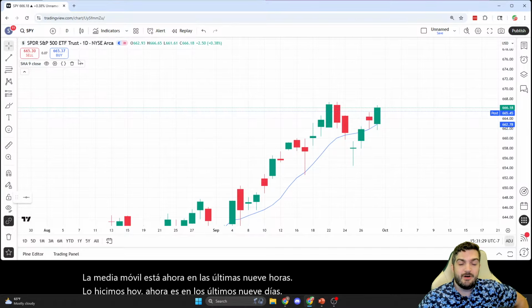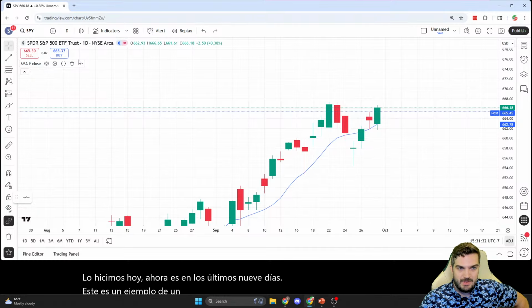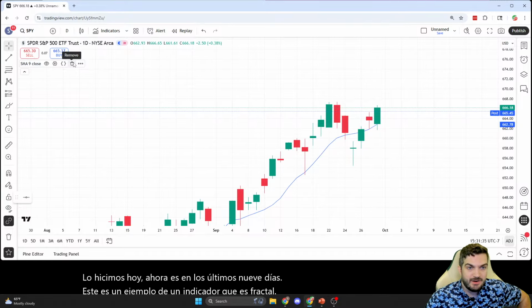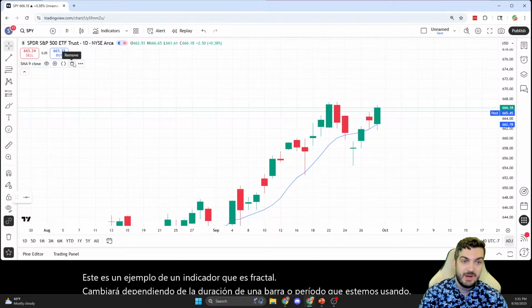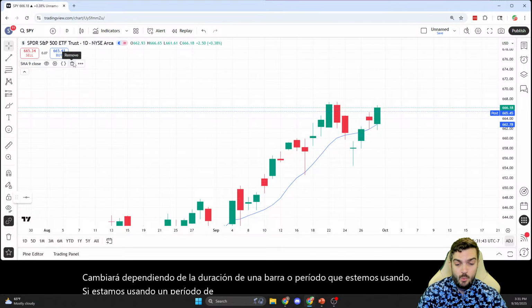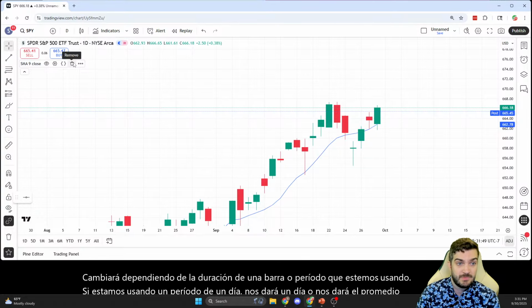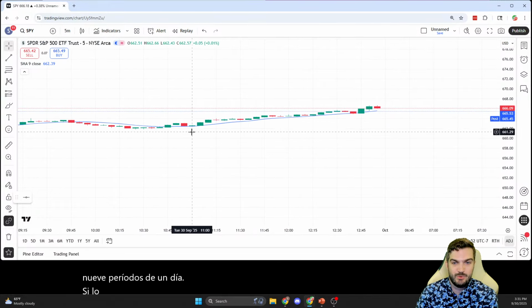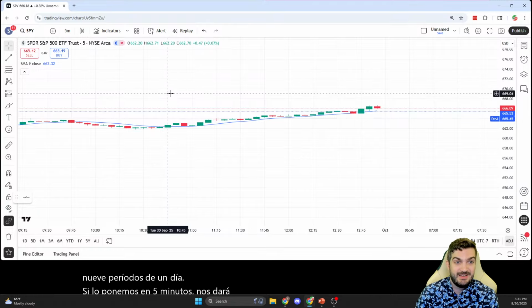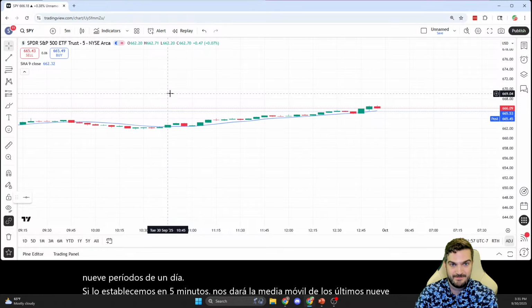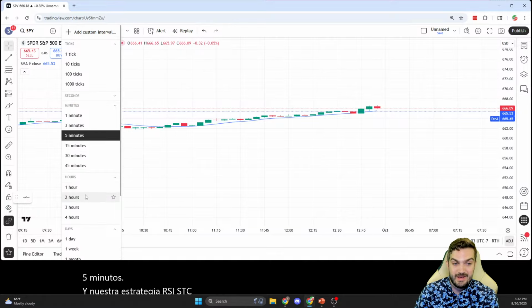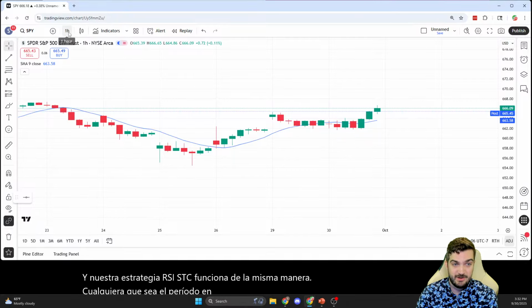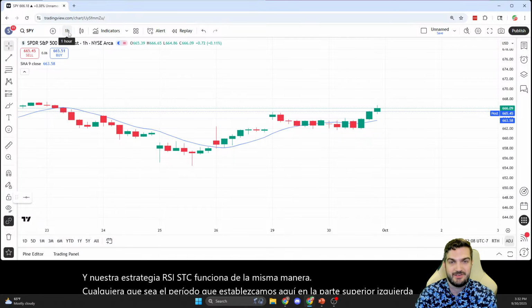This is an example of an indicator that is fractal. It will change depending on how long of a bar or a period we're using. If we're using a 1-day period, it will give us the moving average of 9 1-day periods. If we set it to 5 minutes, it will give us the moving average of the last 9 sets of 5 minutes. And our RSI STC strategy works the same way. Whatever period we set up here in the top left is the period RSI STC will use.